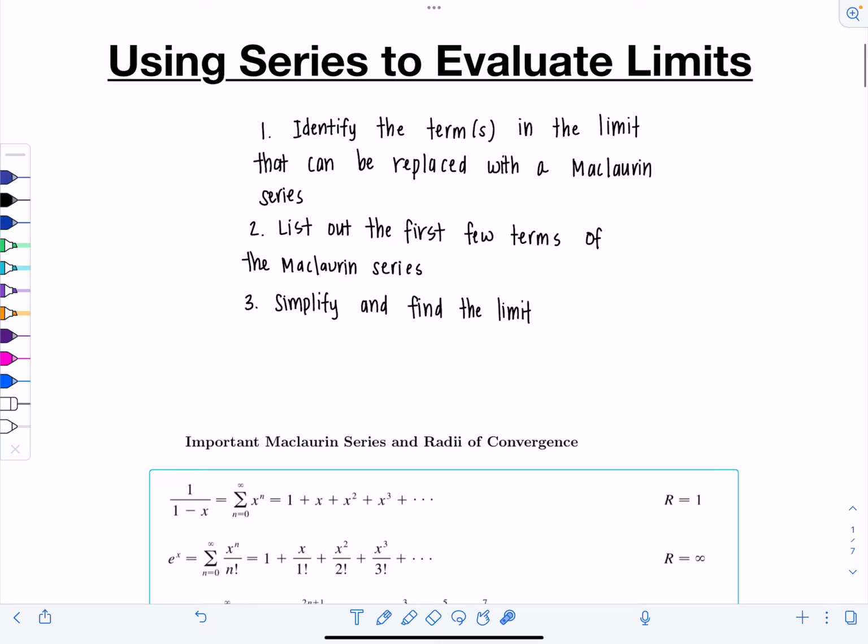And then usually these problems have been constructed in such a way that terms will cancel and simplify really nicely. You'll see while we work through some examples. So just simplify your little heart out and find the limit.